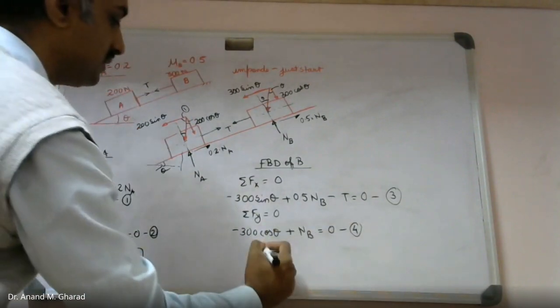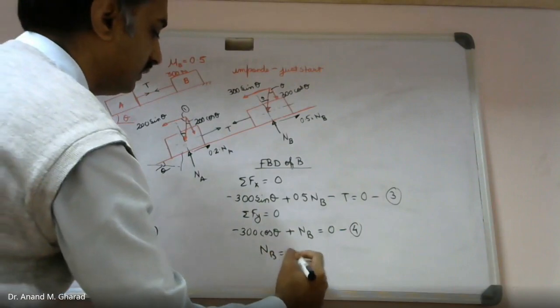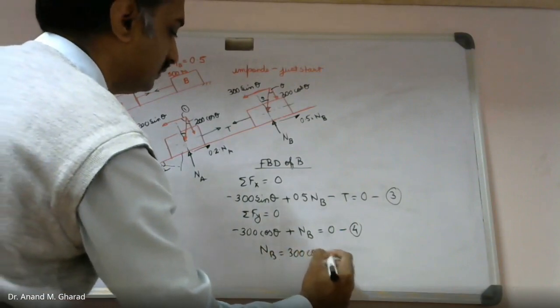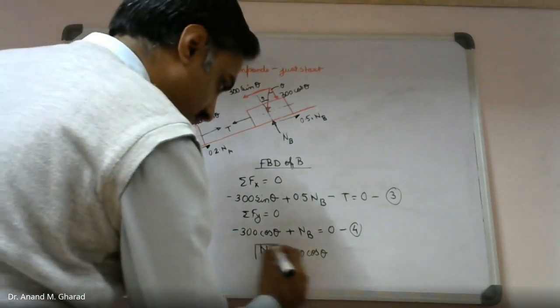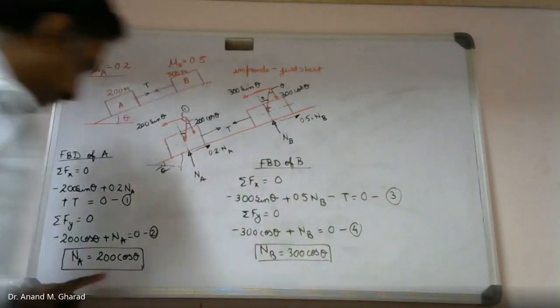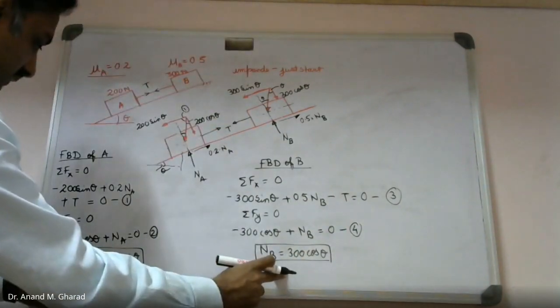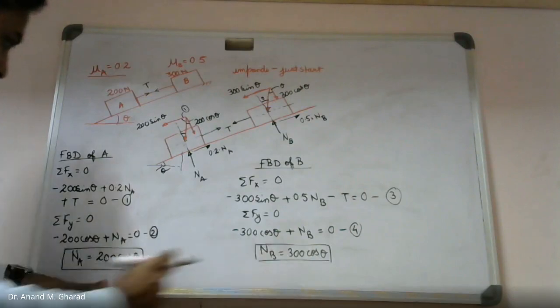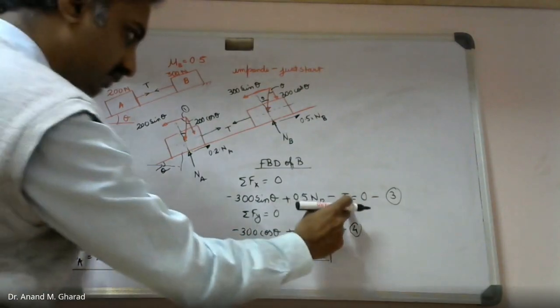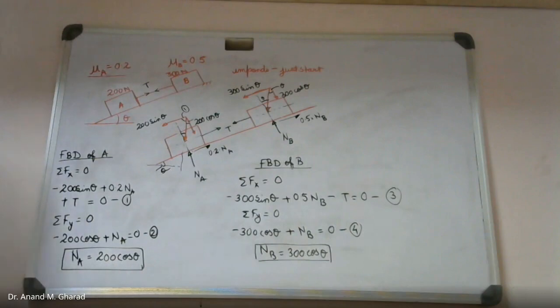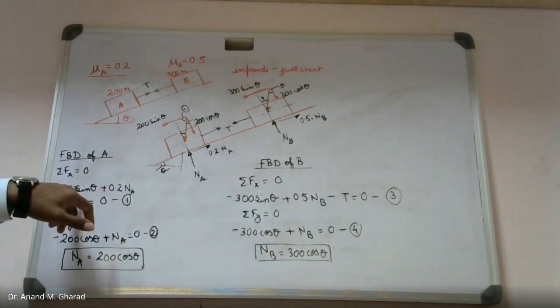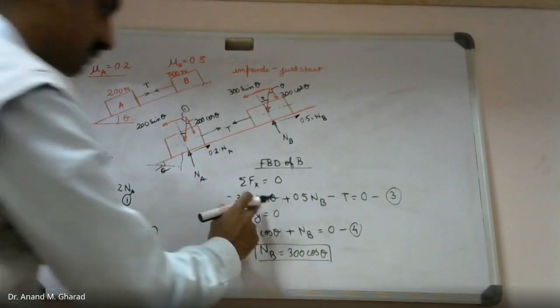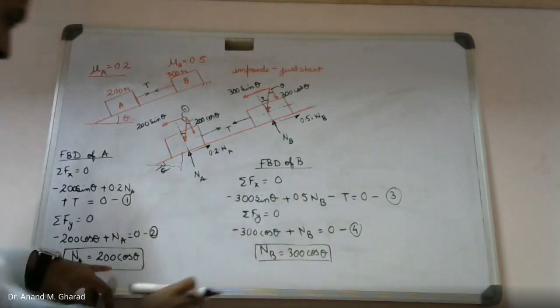Again, from this I can get NB = 300 cos theta. So, what you can do, you can substitute these NA and NB values in equation number 1 and equation number 3 respectively, so that you will get these two terms in the equation of sine theta and cos theta, as you can see from here.